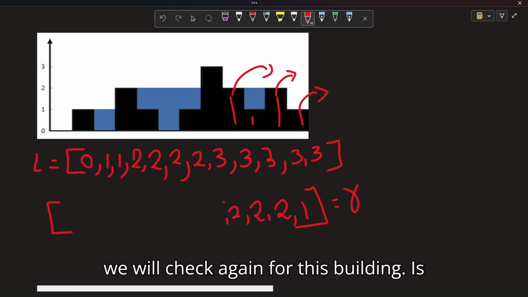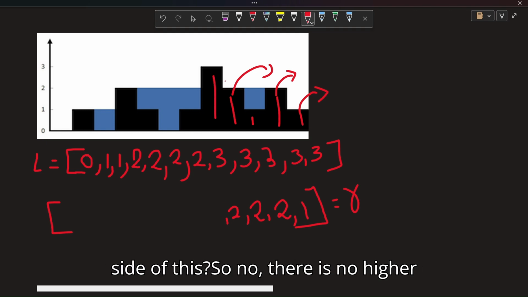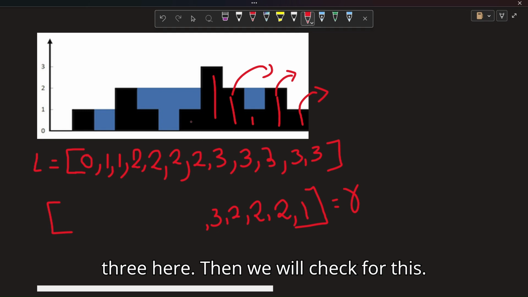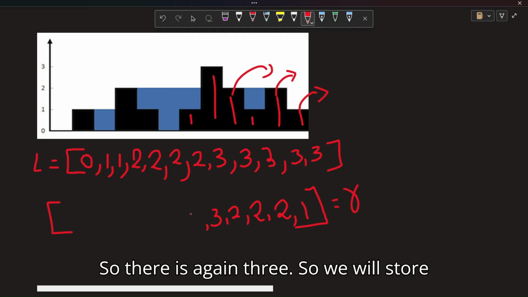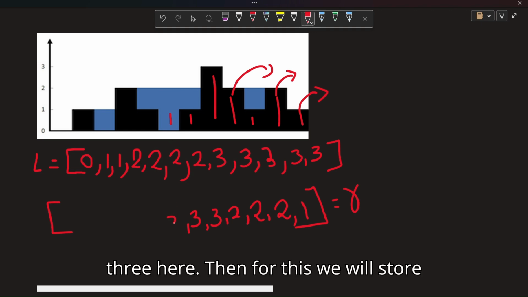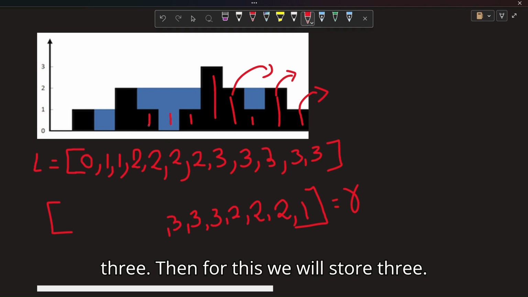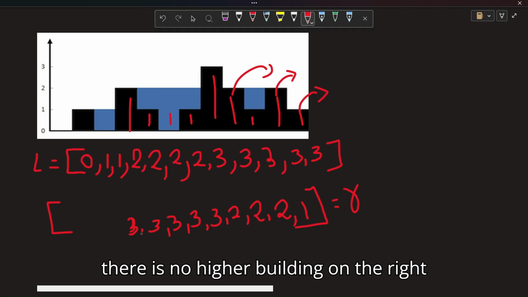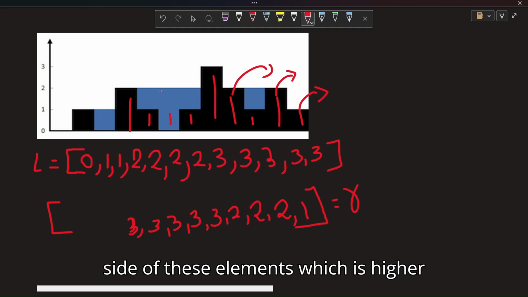Then we will check again for this building: is there any higher building on the right side of this? No, there is no higher building than this, so we will store 3 here. Then we will check for this. There is again 3, so we will store 3 here. Then for this we will store 3, then for this we will store 3, and for this we will store 3, because there is no higher building on the right side of these elements which is higher than 3.